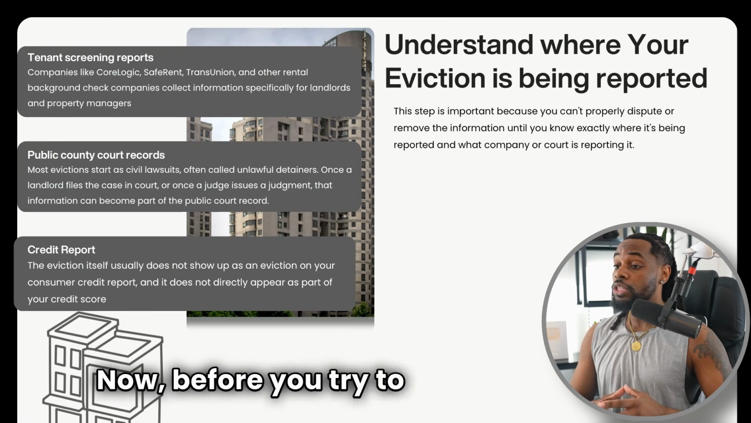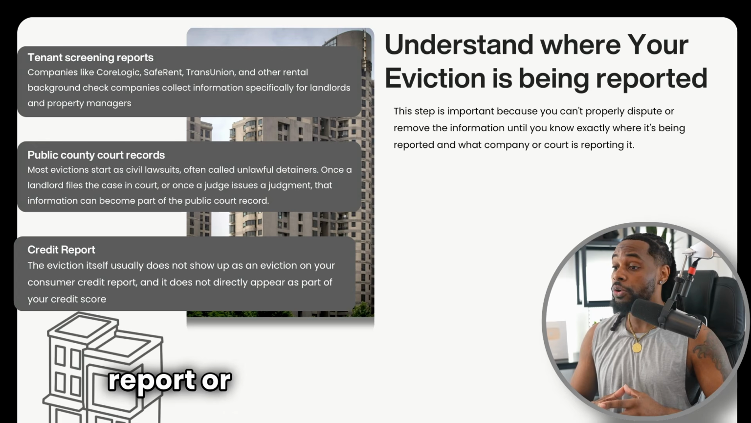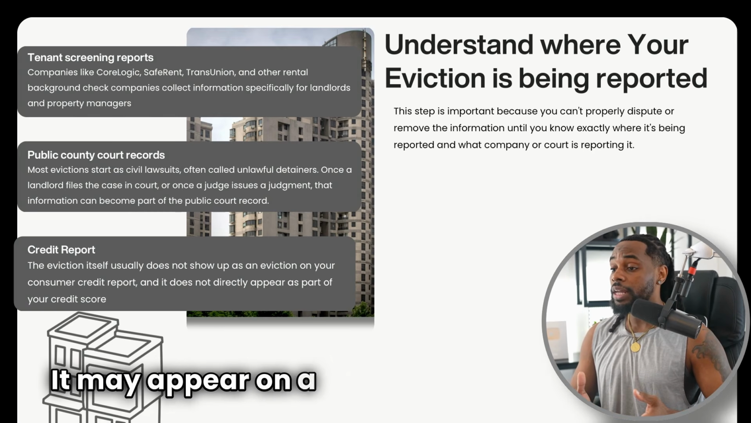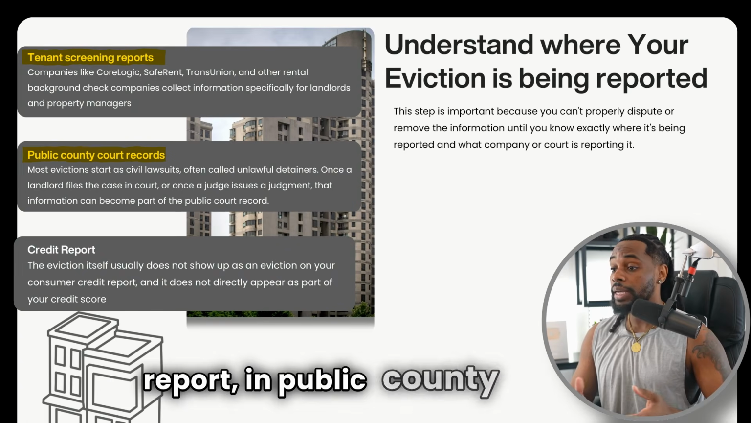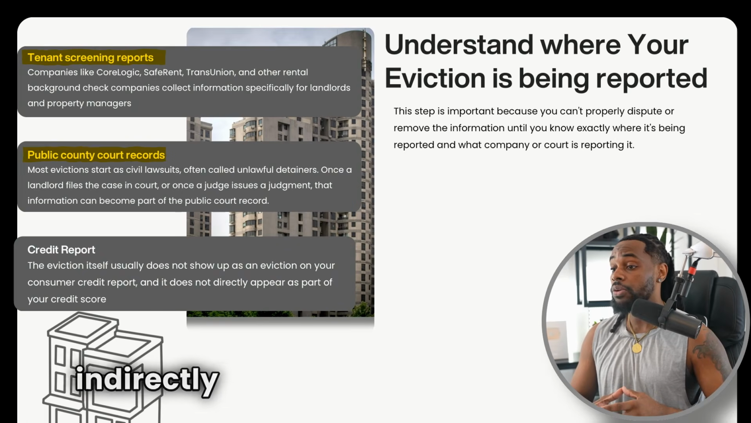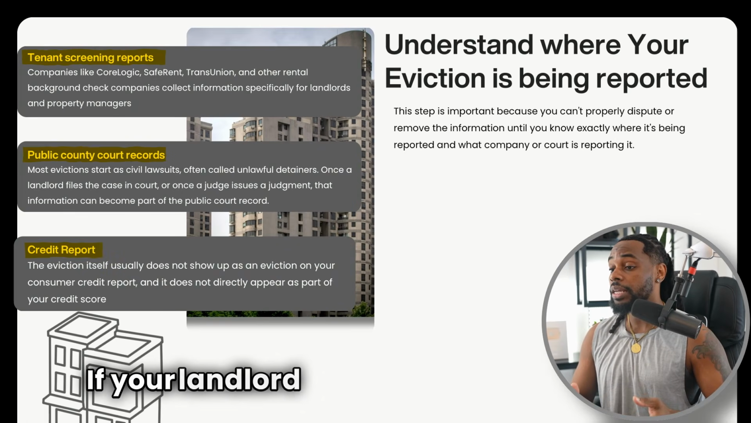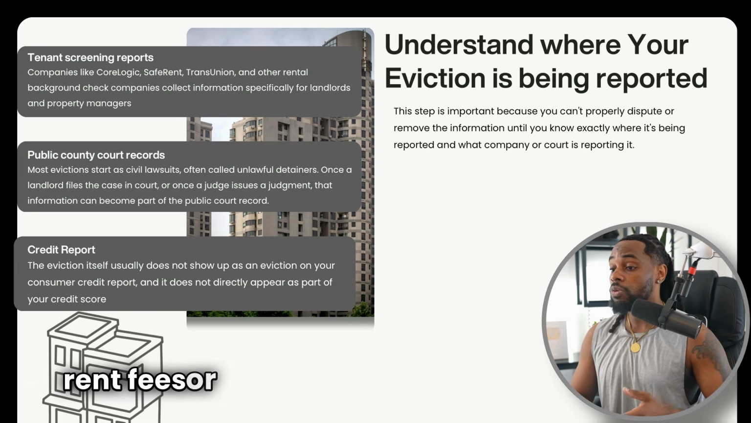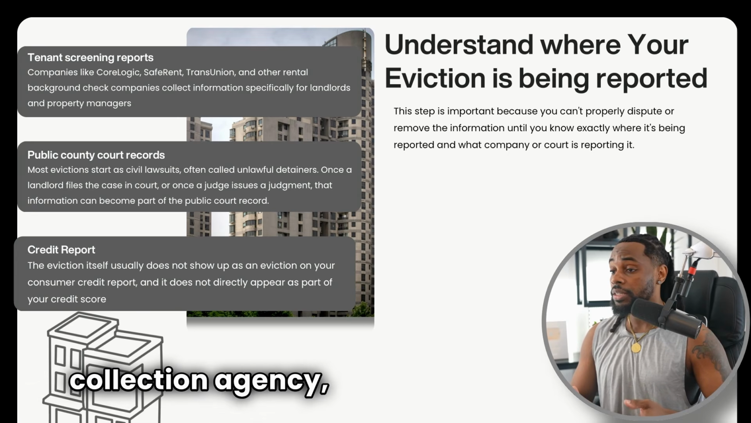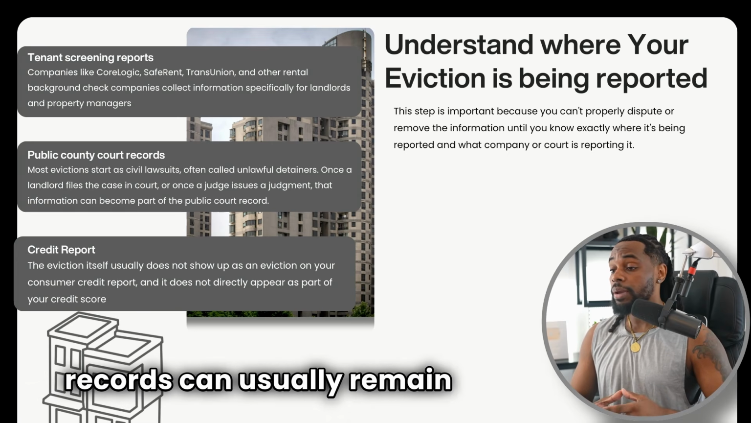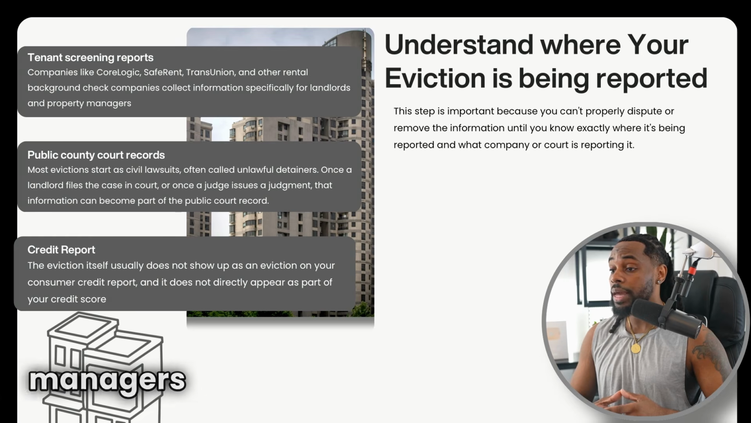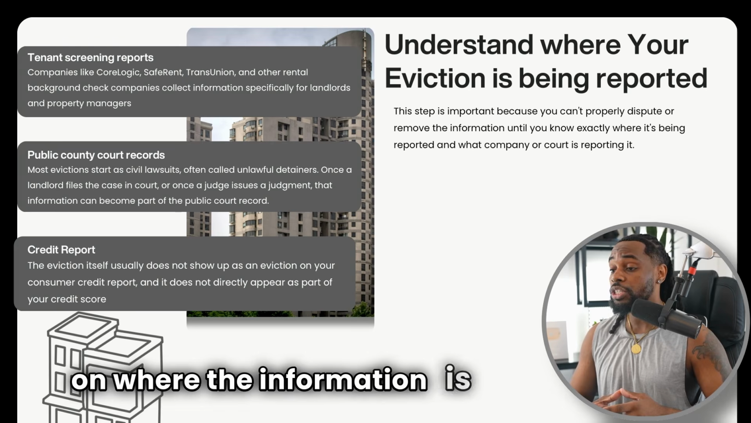Now, before you try to remove an eviction from your credit report or your rental history, the first thing you need to understand is where the eviction is actually reporting. An eviction can show up in a few different places. It may appear on a tenant screening report, in public county court records, and sometimes indirectly on your credit report if your landlord sent the unpaid rent, fees, or property damages to a collection agency. These negative records can usually remain visible to landlords, property managers, and screening companies for up to 7 years, depending on where the information is being reported.